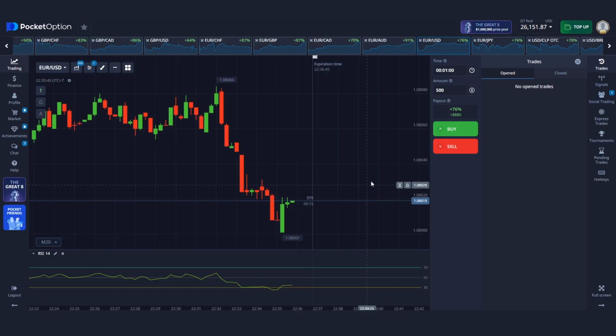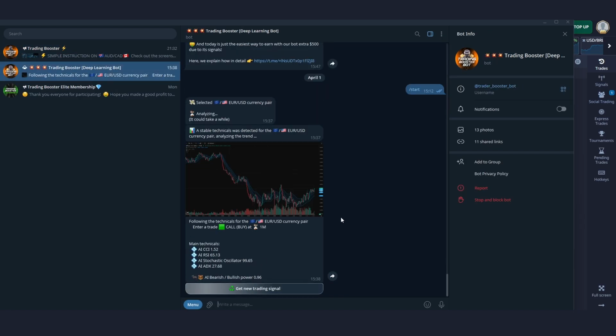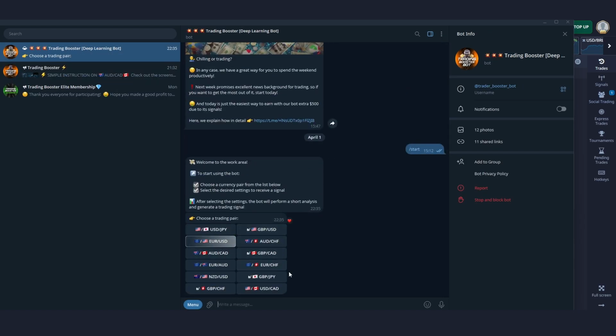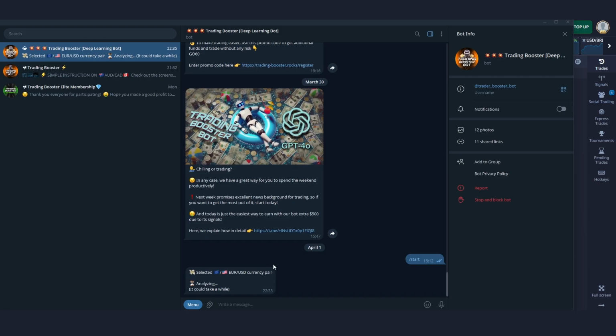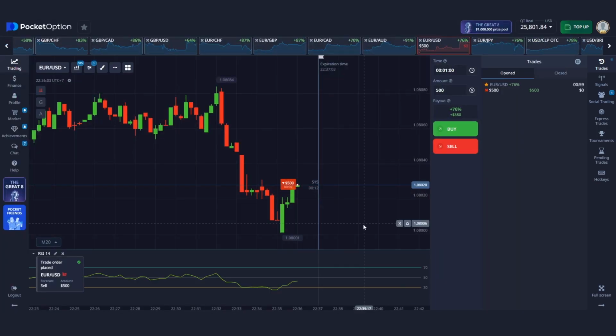To start, I will choose the euro-dollar currency pair. Next, I will go to the bot booster and select this currency pair. And I want to open the trade for 1 minute. And I receive a sell signal, and right from here I open my sell trade.